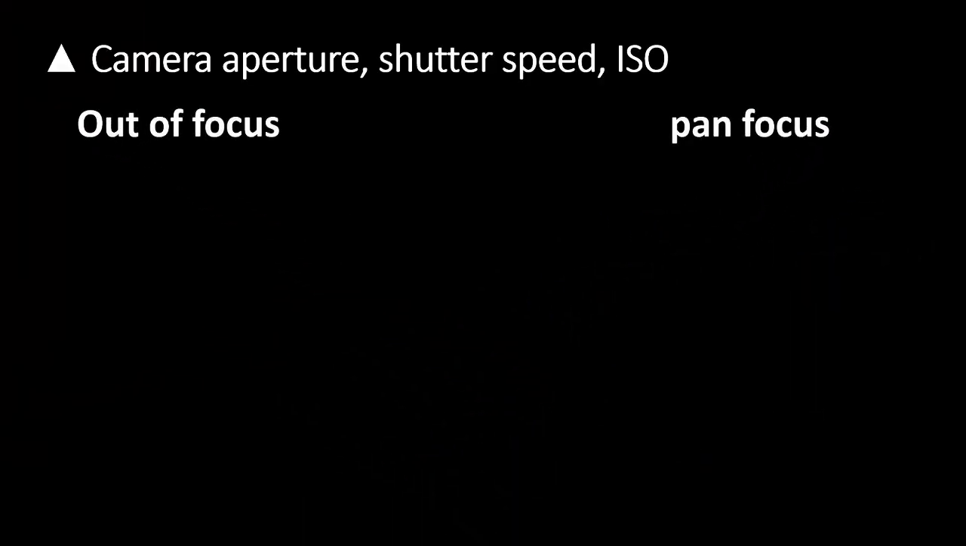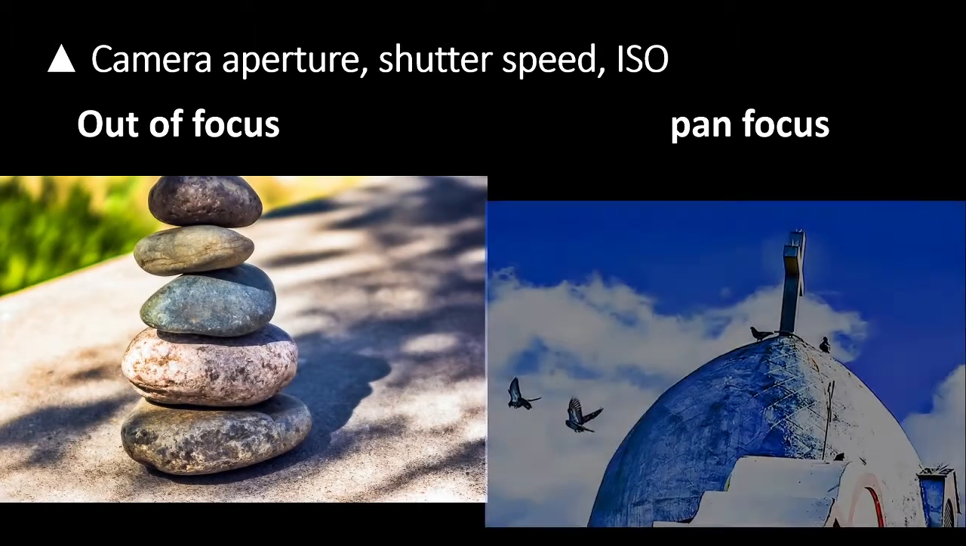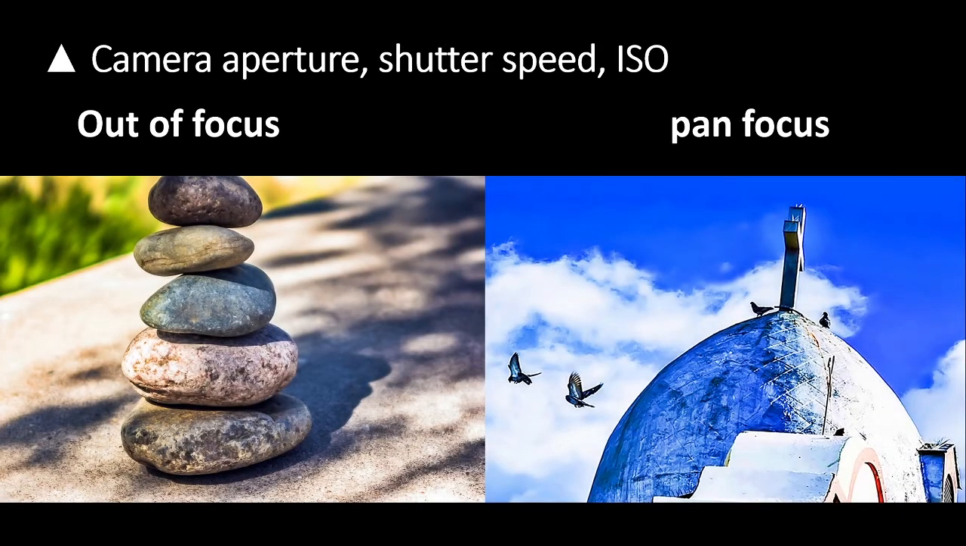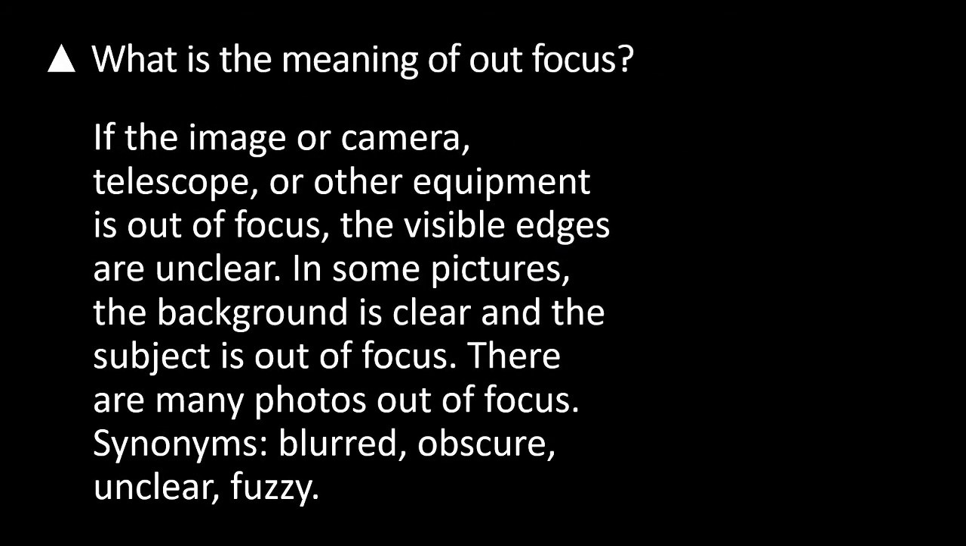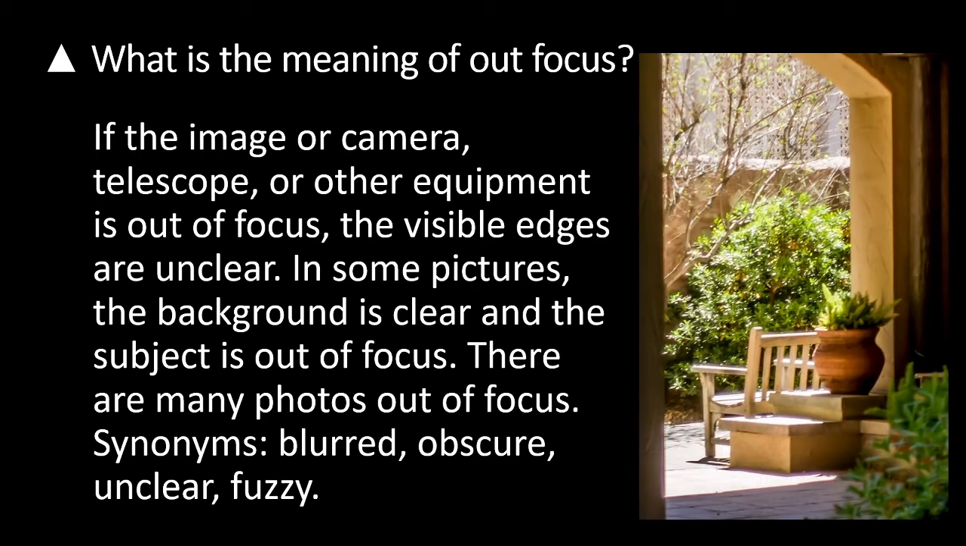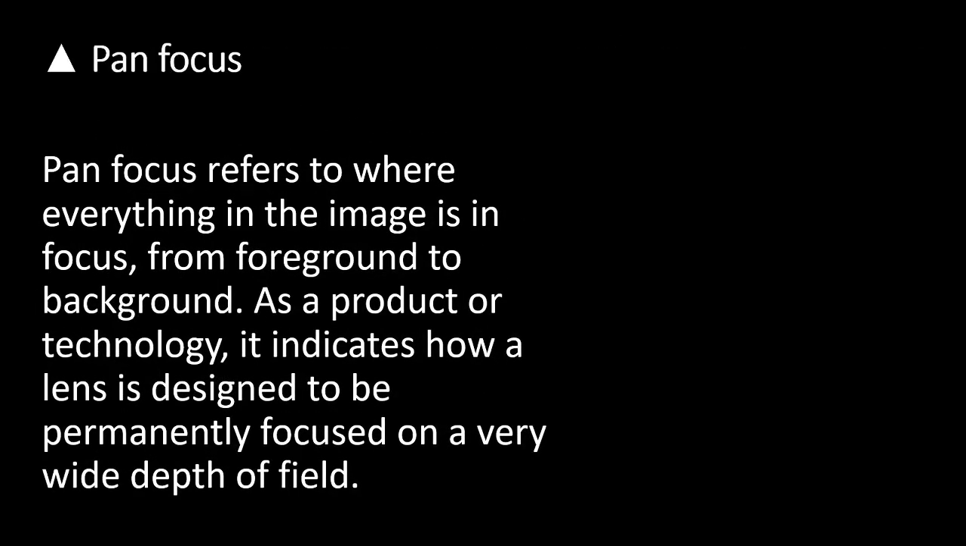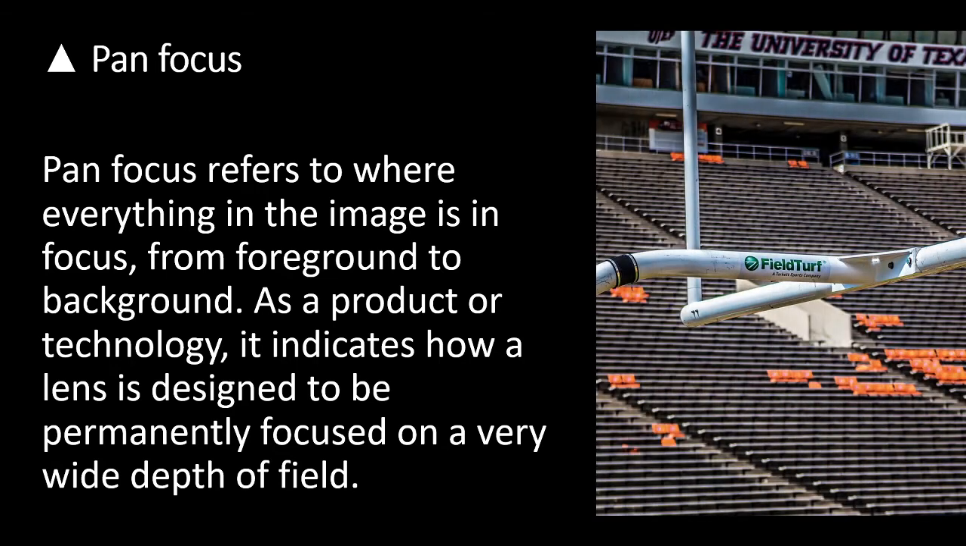Camera aperture, shutter speed, ISO. Out of focus. Pan focus. What is the meaning of out focus? If the image or camera, telescope, or other equipment is out of focus, the visible edges are unclear. Pan focus refers to where everything in the image is in focus, from foreground to background. As a product or technology, it indicates how a lens is designed.